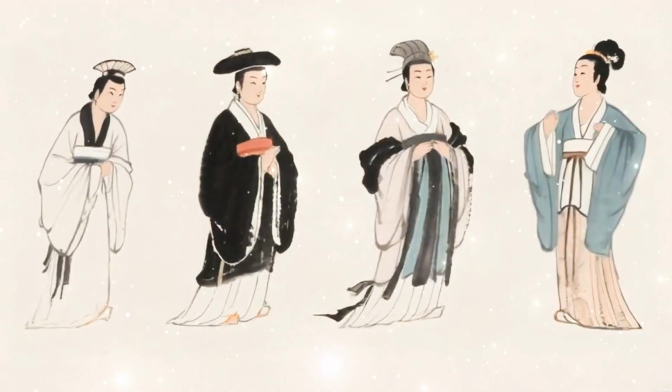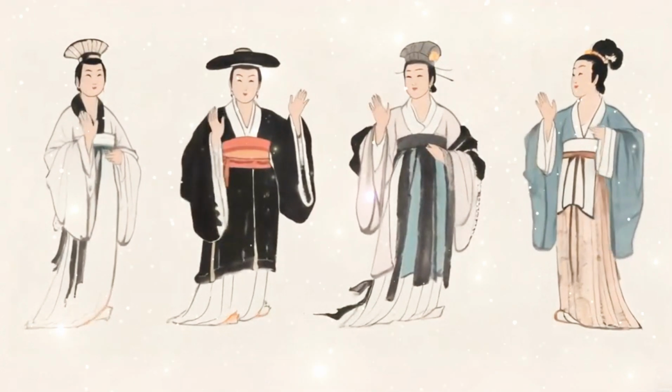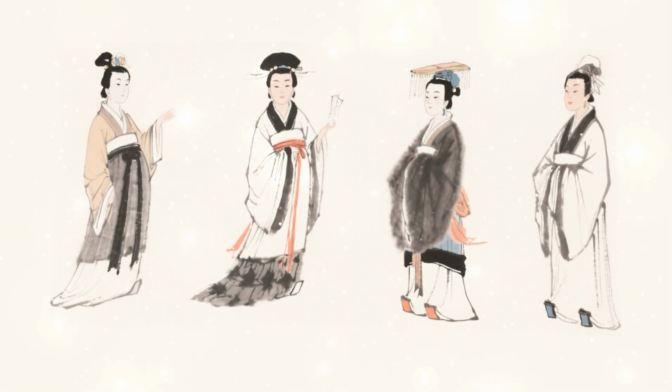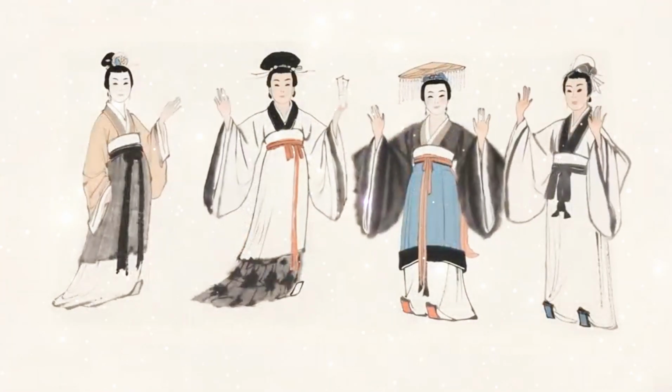The succession of these dynasties witnessed the evolution of China's politics, economy, culture, and technology, shaping the unique character of Chinese civilization.